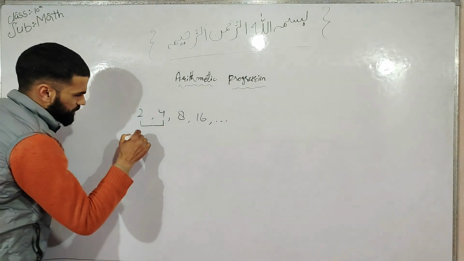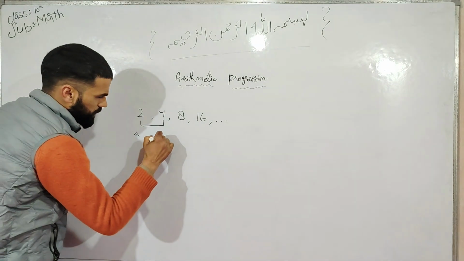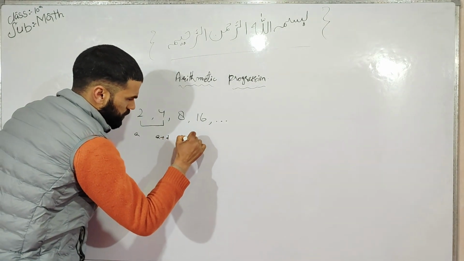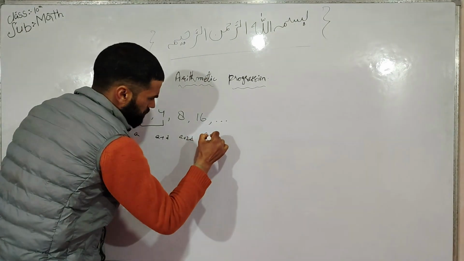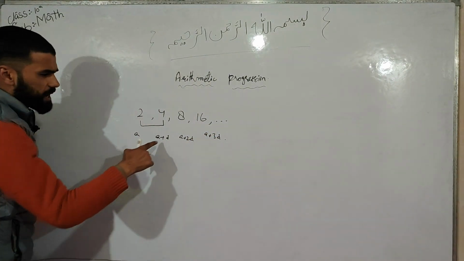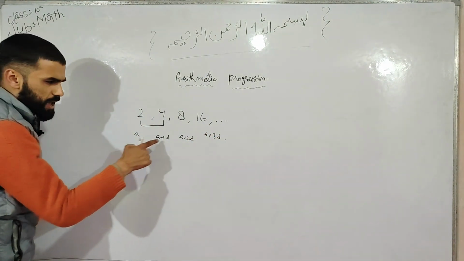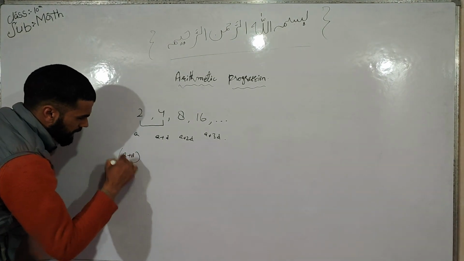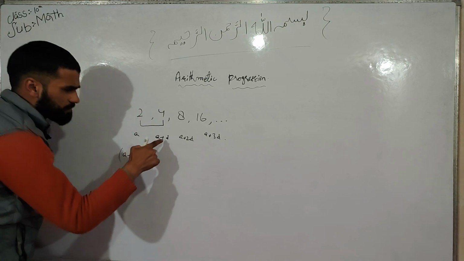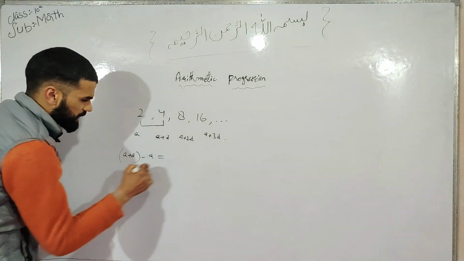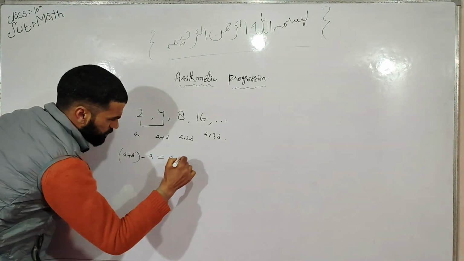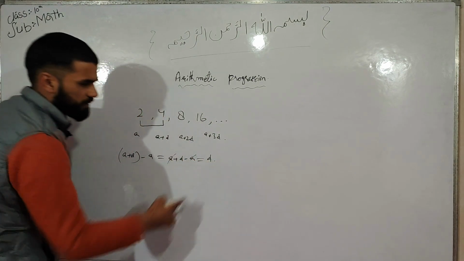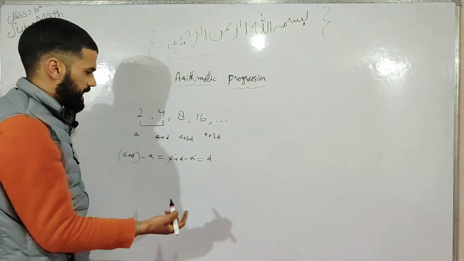This first term is actually A, and this second term is actually A plus D. This third term is actually A plus 2D. Then the fourth term is A plus 3D. So if we subtract the first term from the second term, A will get cancelled out. Let me show you. This is A plus D, the second term, and the first term is A. So A plus D minus A, A minus A gets cancelled out, and we get D. Right? What is D? D is the common difference and nothing else.